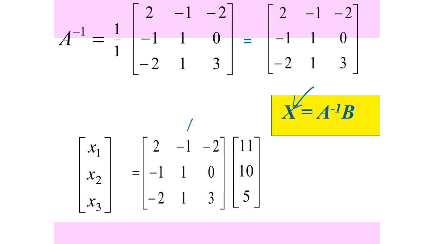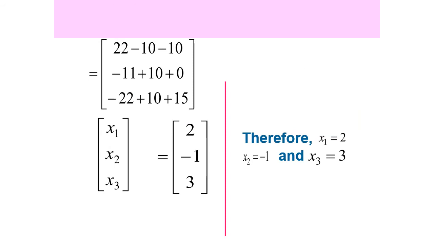Just multiply A inverse with B. So what is A inverse? Copy the A inverse we got earlier, multiply with matrix B. So, multiplication between two matrices. What will we get as the result?